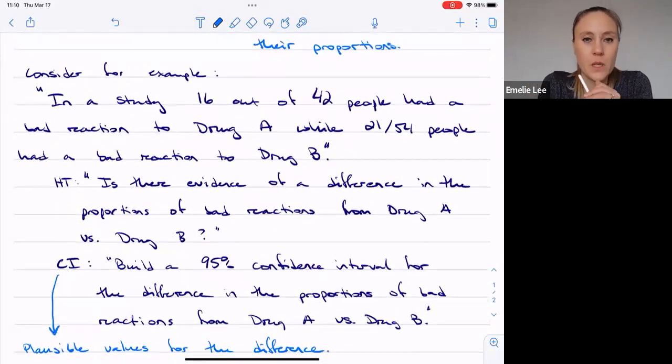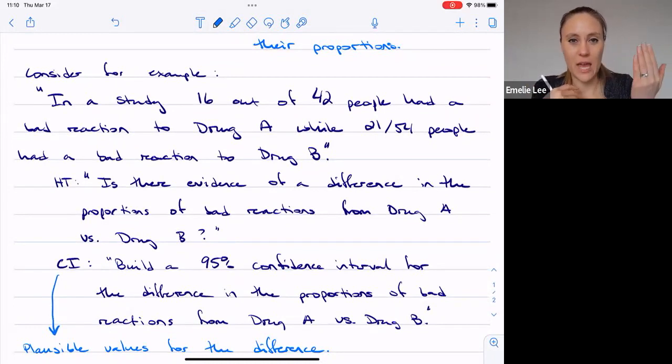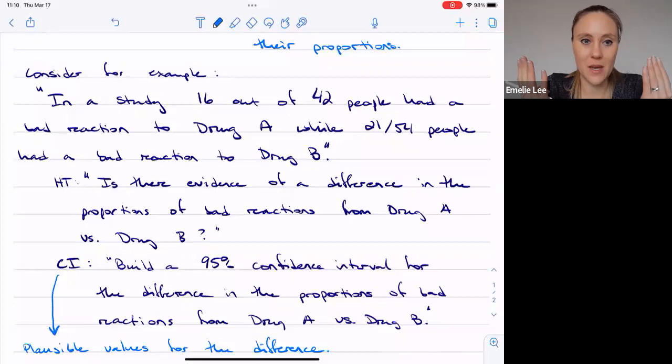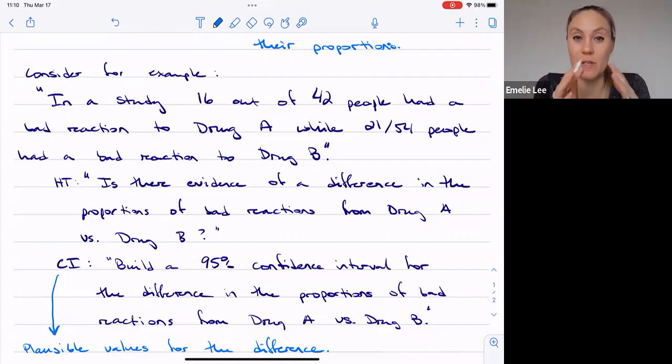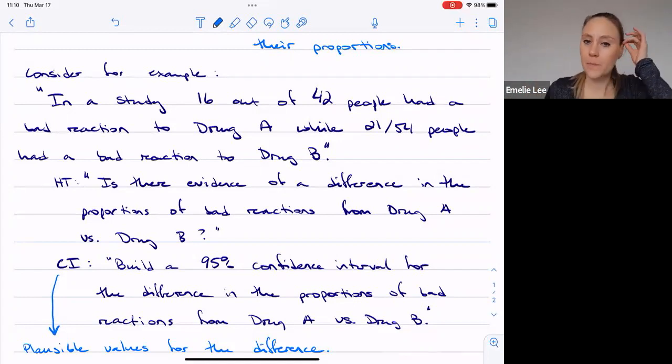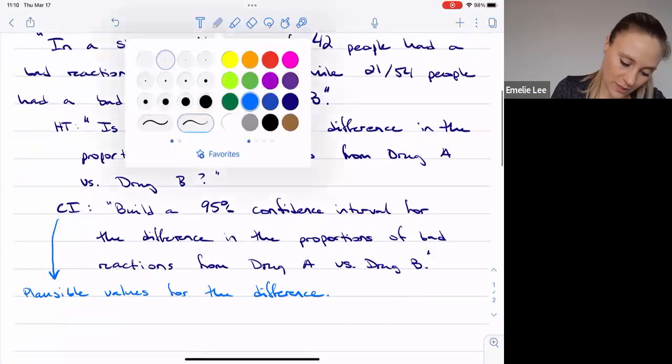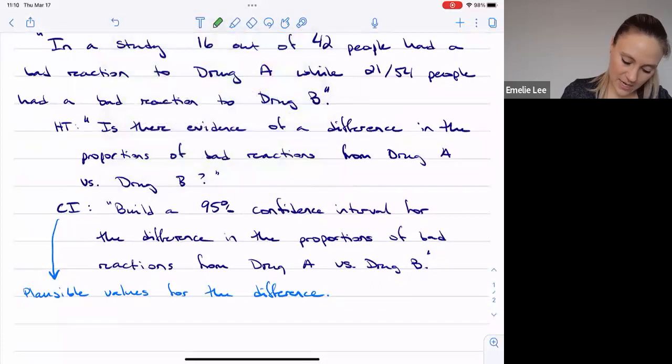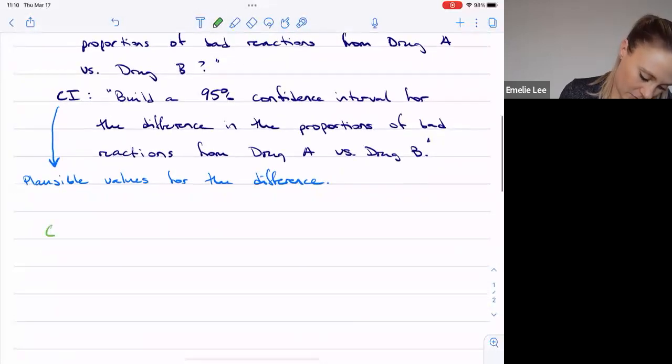Okay. So let's think about this. I clearly have a drug A sample and a drug B sample, and each of them has a proportion. So what I would do is denote these with p hats still, because they are sample proportions, but I would put a little subscript on to denote if it's from drug A or drug B.